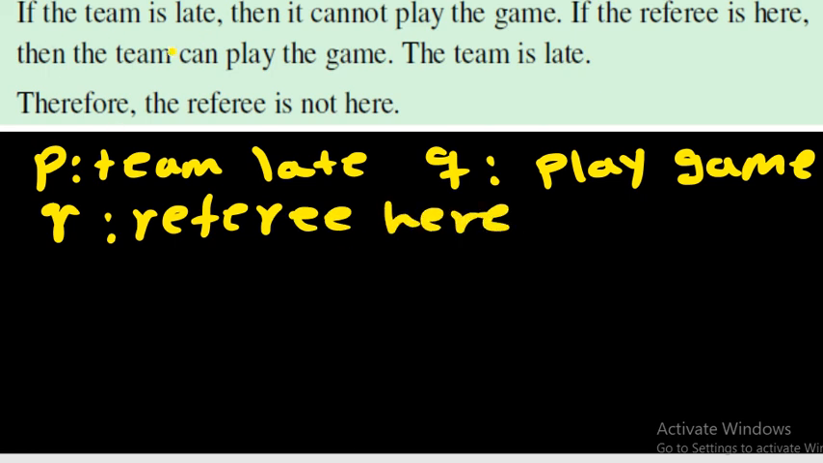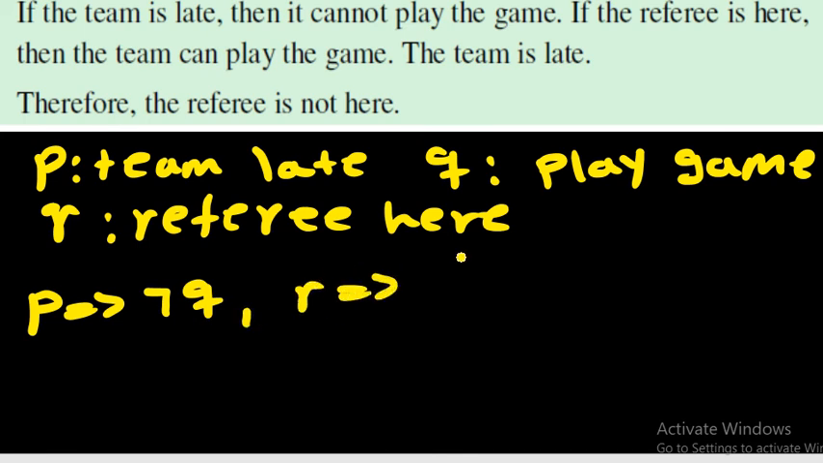Therefore, if the team is late, that means P implies the team cannot play the game, negation Q. If the referee is here, that means R implies the team can play the game, that's Q. Then the team is late, which is P. Finally, the conclusion comes. The conclusion: therefore, the referee is not here, that is negation R.